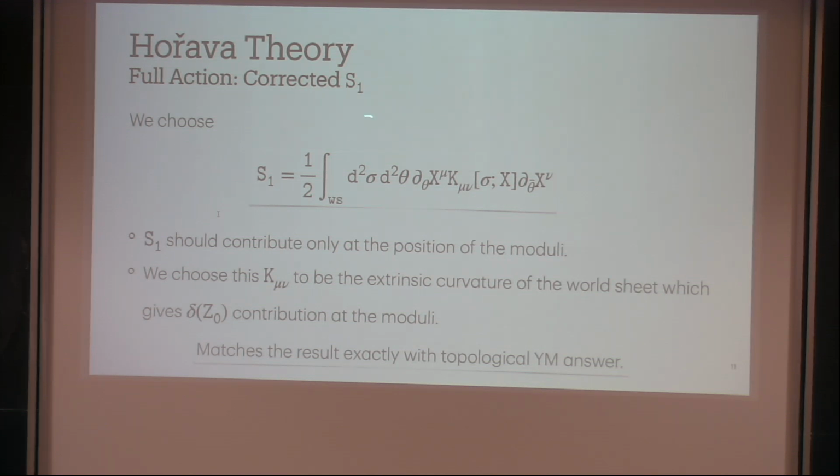Now as the S1 action, instead of the pi mu, we used k mu, and pi mu was identically 0, but k mu is the extrinsic curvature on the world sheet. So that captures a delta function contribution from each moduli, like tubes or the branch points, and using this action, it matches with the topological Yang-Mills answer.